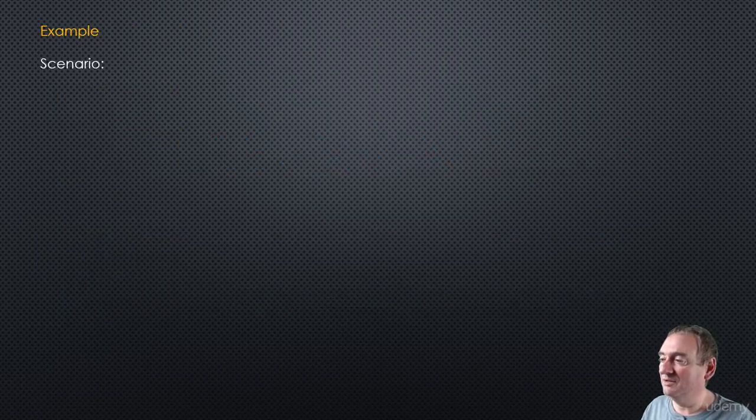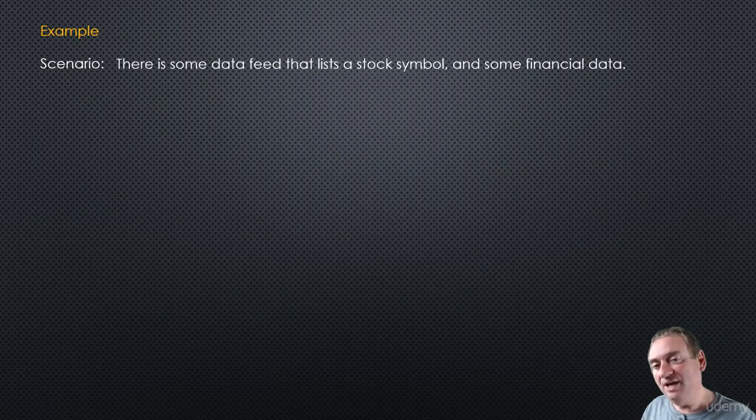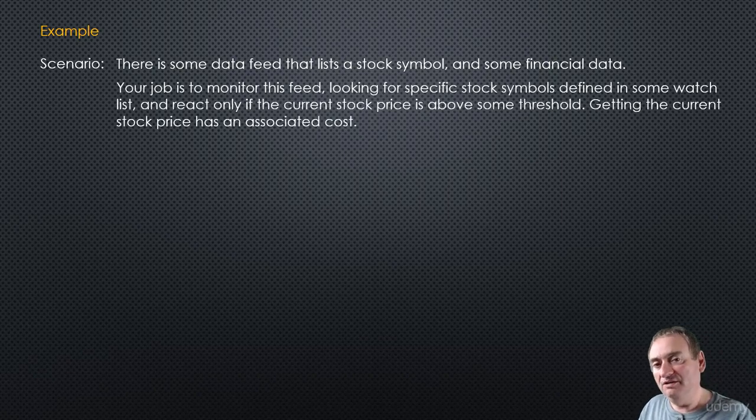So let's take a look at the first scenario. Let's say that you have a data feed of stock symbols and maybe some associated financial data. Maybe it's the number of shares traded or whatever it is. This is just an example. So suppose you've got this feed of data coming in with stock symbols, and your job is to monitor the feed looking for some specific stock symbols. You're only interested in a few stock symbols out of the thousands and tens of thousands that are coming through.